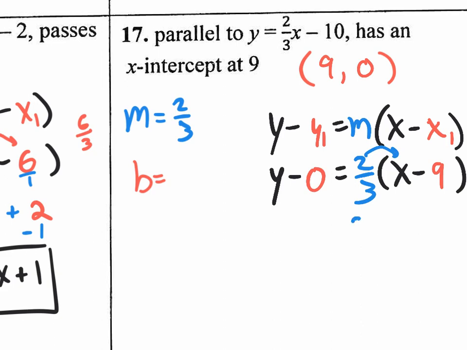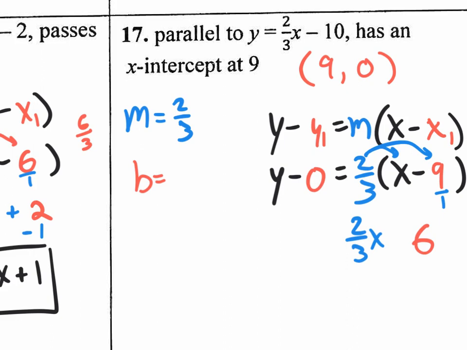2/3 times x is 2/3 x. 2/3 times 9. If you're confused, put that 9 over 1 and multiply the top with the top and the bottom with the bottom. So 2 times 9 is 18. 3 times 1 is 3. So you really have 18 over 3. And 18 divided by 3 really is 6.